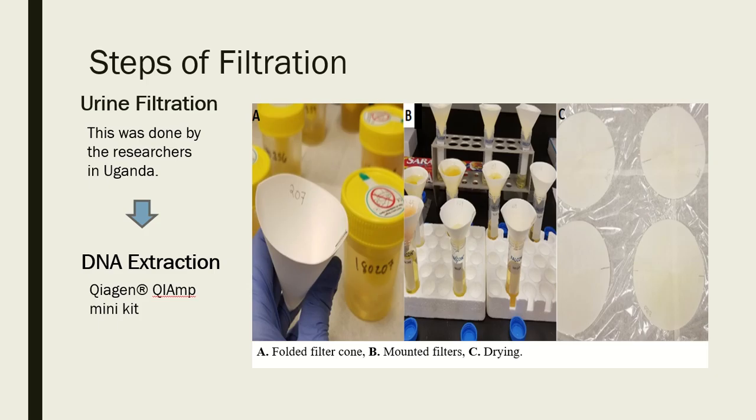My methods. The steps of filtration are fairly simple. The urine samples were filtered through a Whatman No. 3 filter paper. This step was performed by the researchers in Uganda. Once the urine is filtered, it is then left overnight at room temperature to dry. After, I utilized the optimized protocol for the Qiagen CAMP mini kit.